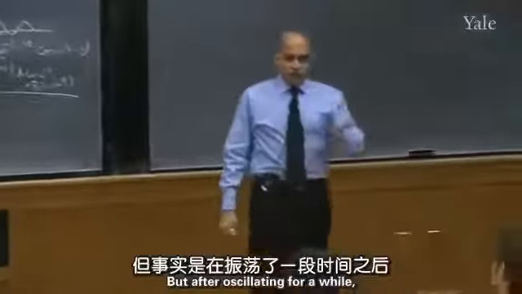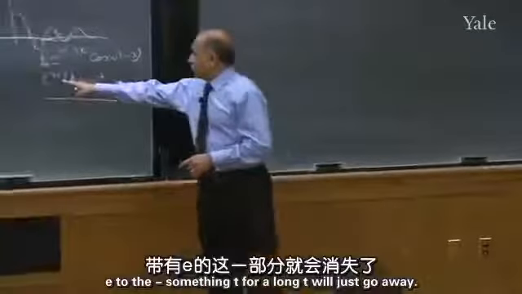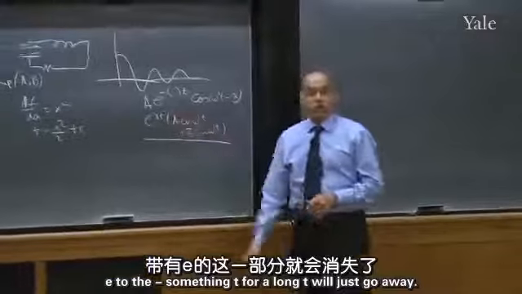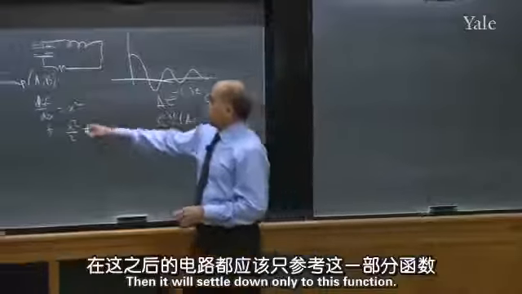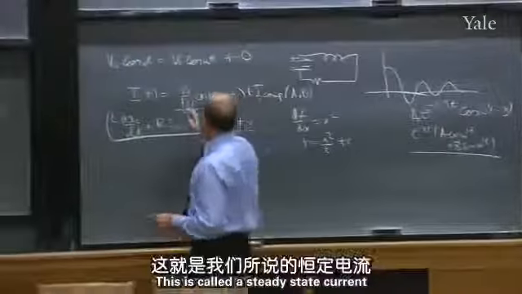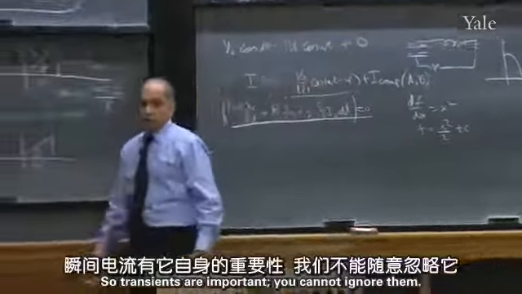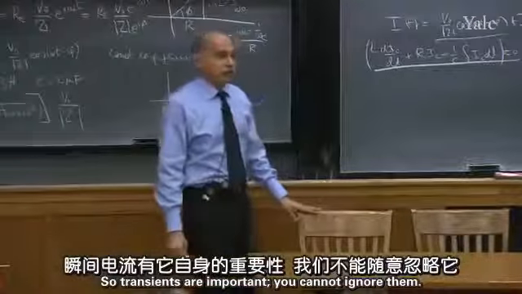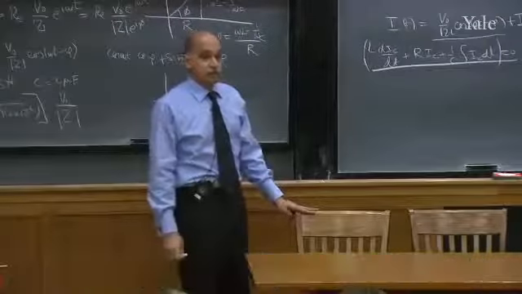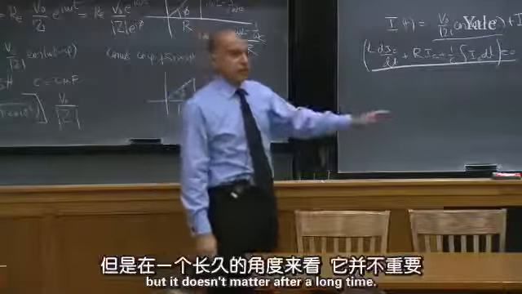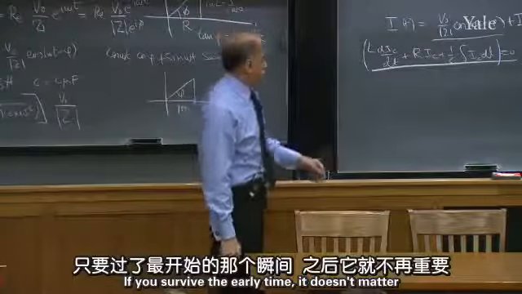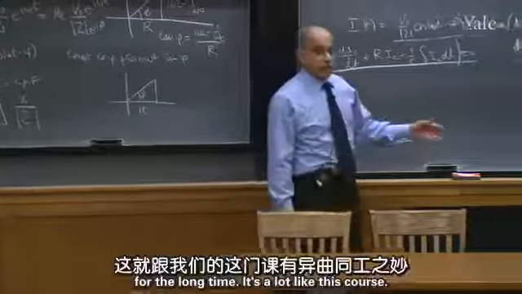But after oscillating for a while, e to the minus something t for long t will just go away. Then it will settle down only to this function. This is called the steady state current, and this is called the transient current. So transients are important. You cannot ignore them. Maybe a transient will burn your circuit, but it doesn't matter after a long time. If you survive the early time, it doesn't matter for the long time. It's a lot like this course.